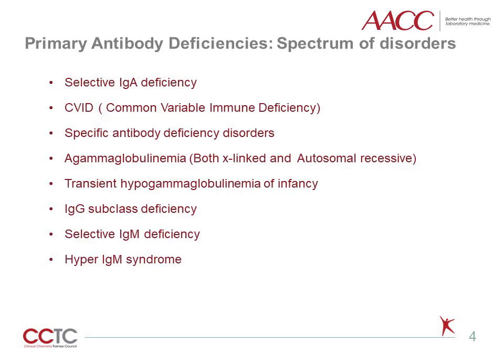Here's a list of the primary antibody deficiencies that we'll be discussing in this presentation. Selective IgA deficiency, CVID, specific antibody deficiency disorders, agammaglobulinemia, both X-linked and autosomal recessive, transient hypogammaglobulinemia of infancy, IgG subclasses deficiency, selective IgM deficiency, and hyper-IgM syndrome.